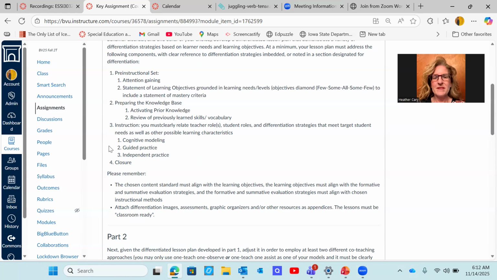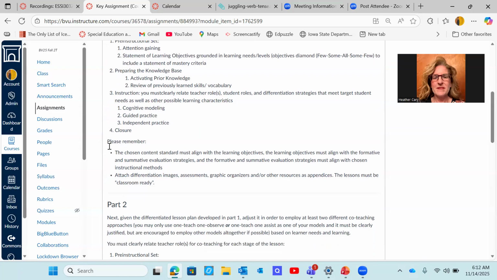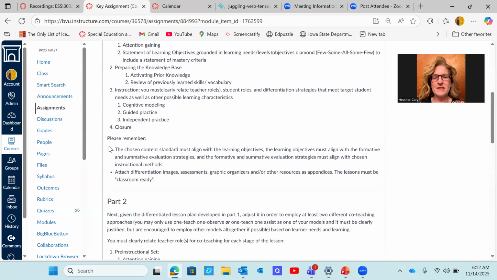In this instruction part, think about that cognitive modeling, the guided practice, and then the independent practice. The I do, we do, you do, or I do, we do together, and you do. Is that release. And then the closure. Think about those assessments. The chosen content standard must align with the learning objectives.